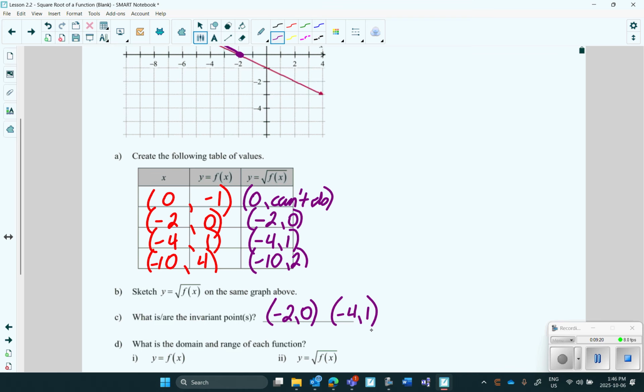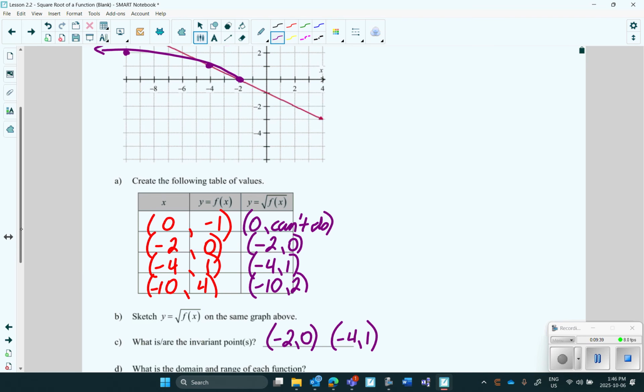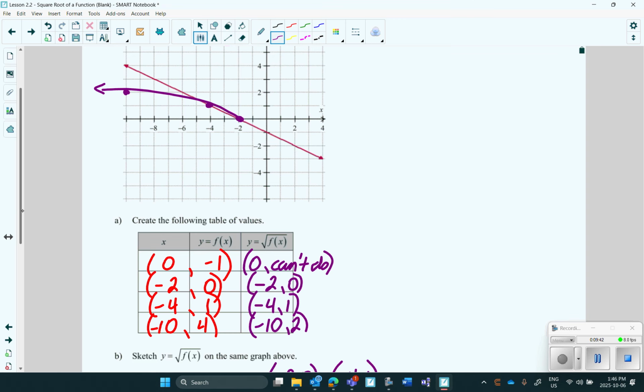The y is 0 and then the y is 1, right? Because if you take the square root of 0, you get the exact same answer. If you take the square root of 1, you get the exact same answer. So therefore, whatever points on the original where y is 0 and y is 1 will be on the square root. It'll be the exact same points.